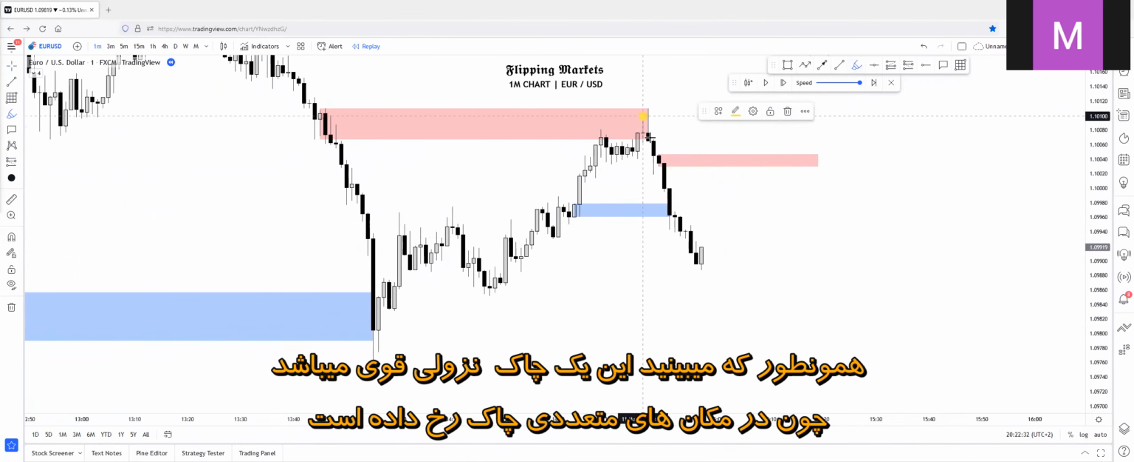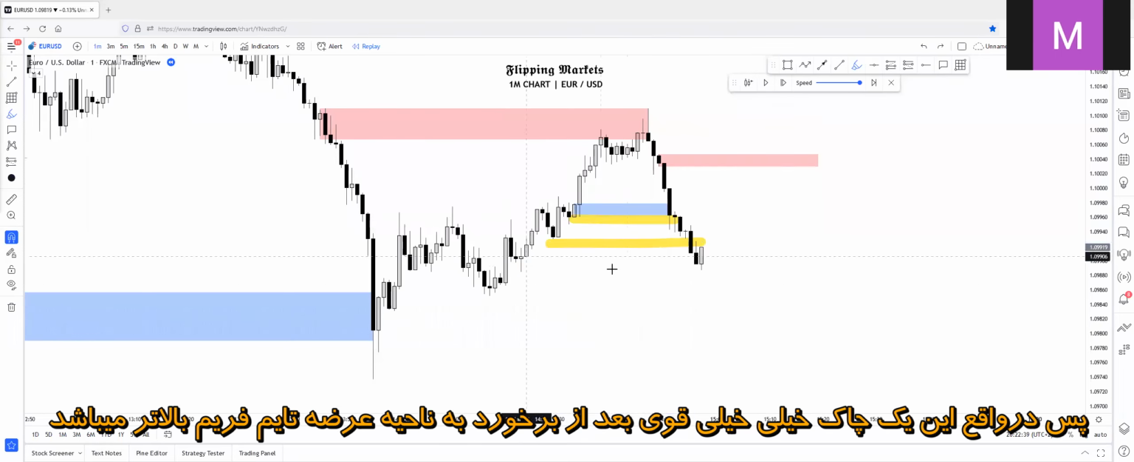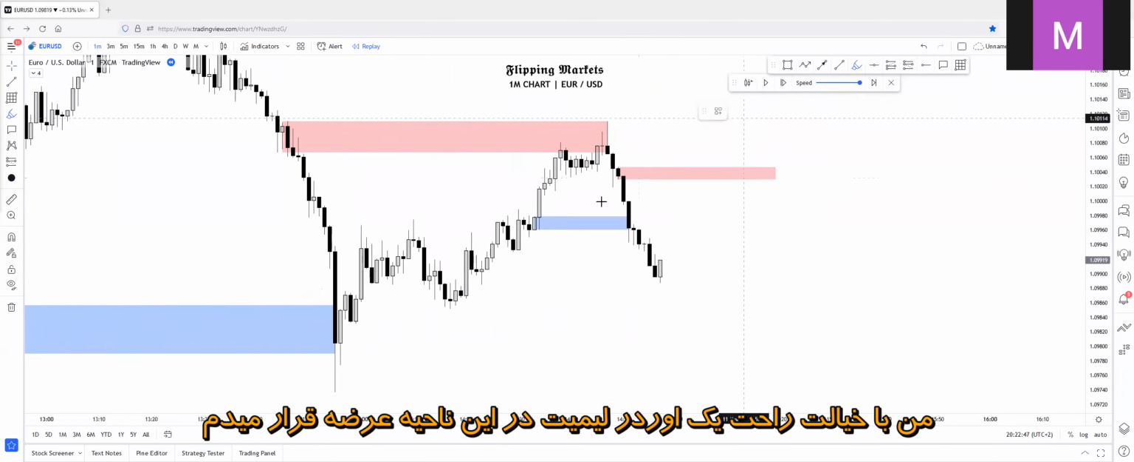And as you can see, this is a strong change of character to the downside because it changed character in several places. Here's the first change of character, here's the second, here's the third. So this is a really strong change of character after the higher time frame supply reaction at this region. So in this case, I will be safely setting a limit order on this supply level.